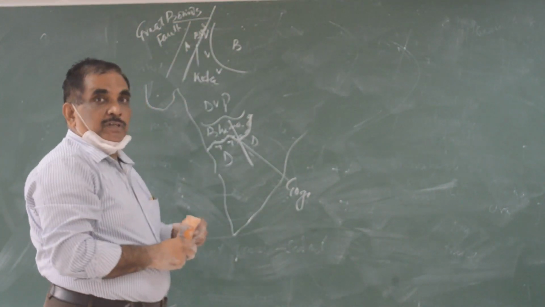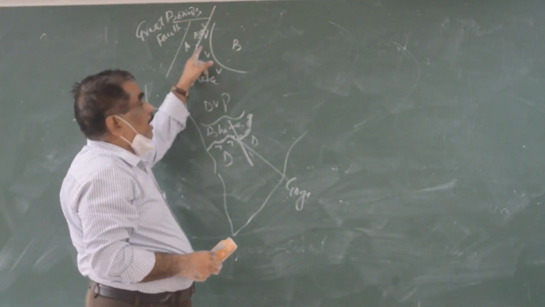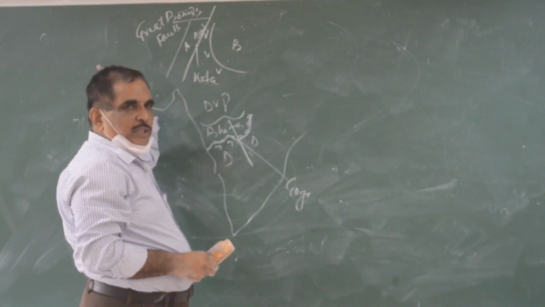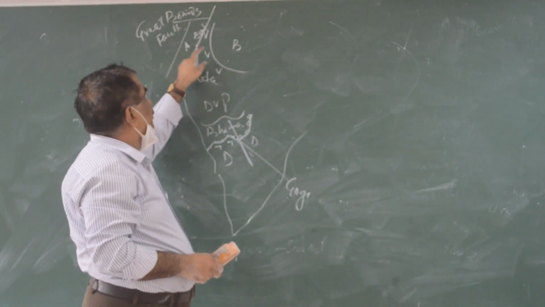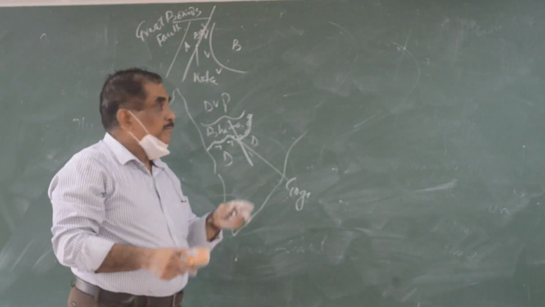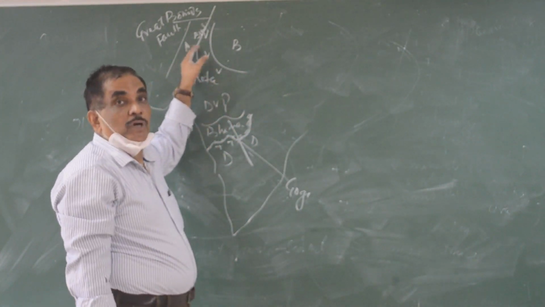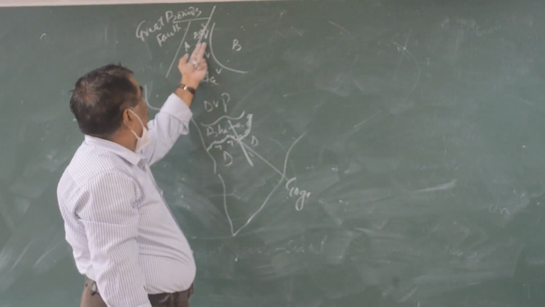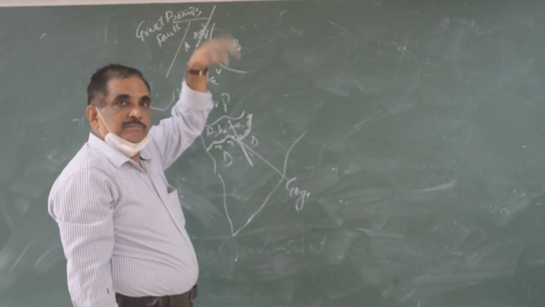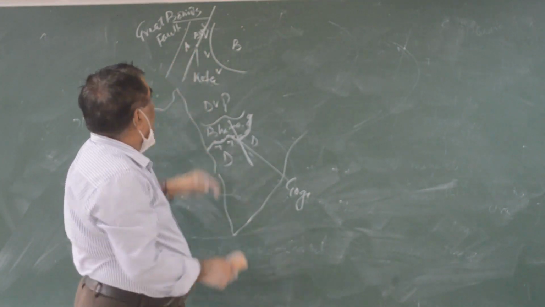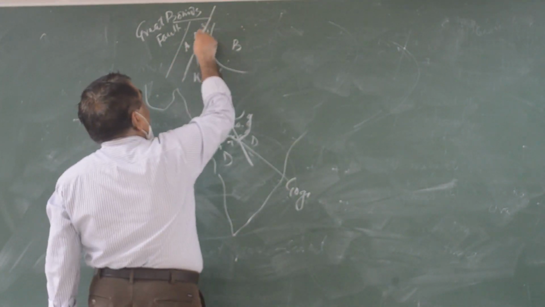So the Great Boundary Fault demarcates the Vindhyans from the Aravallis. Aravallis are deformed, metamorphosed sediments, but the Vindhyans are not deformed or metamorphosed. But the contact is a dislocation zone, a fault. Now if you see this fault, the Vindhyans have been thrown up by thousands of feet above the Aravallis. Now this is a thrust.